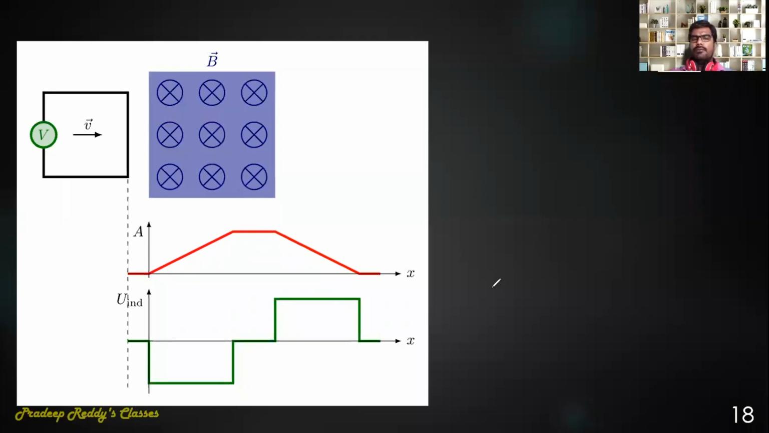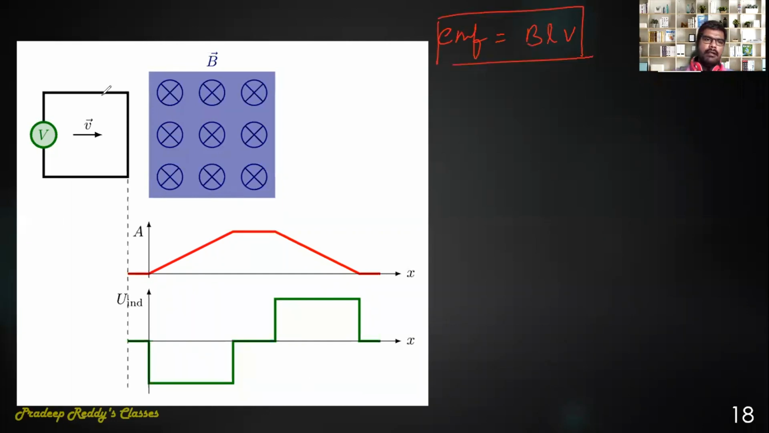Students, whenever a coil is moving in a magnetic field with some velocity V, the area of cross section of the coil in the magnetic field undergoes change. Therefore, the EMF induced will be equal to BLV, where V is velocity and L is the length of the conductor.